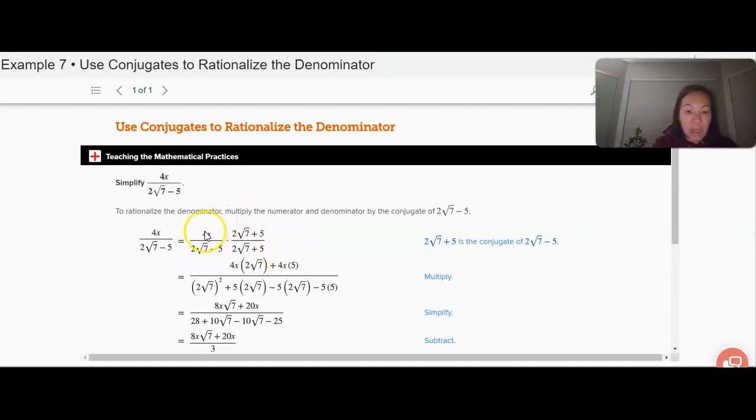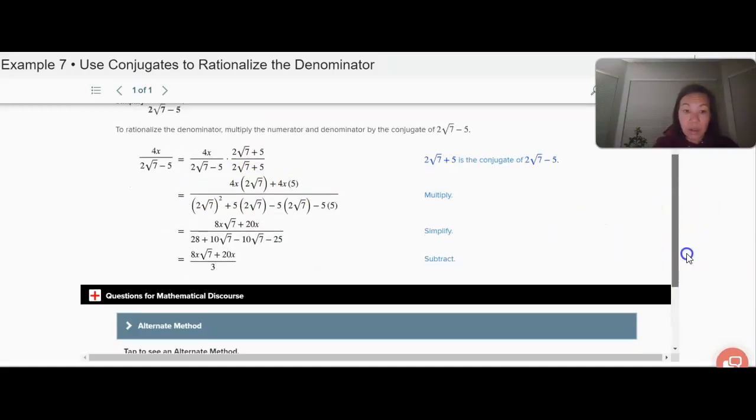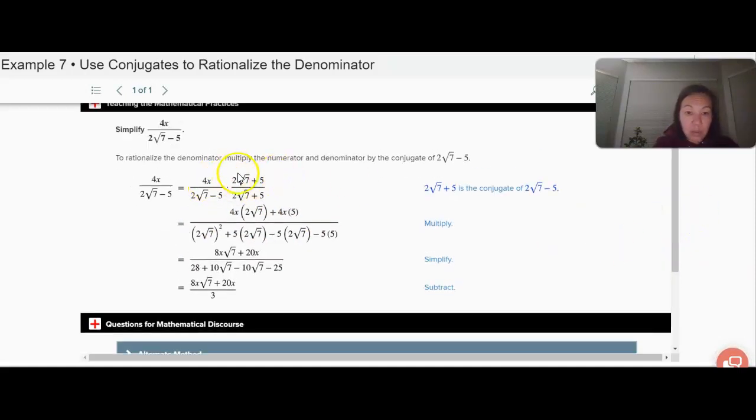So on top here, distribute the 4x. So we're going to distribute the 4x here, okay? And just looking at the top still, 4x times 2 gives us 8x root 7. 4x times 5 is 20x. So the top, that's all we do, distribute. There's nothing really we can combine here.